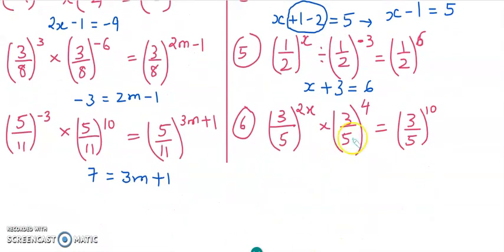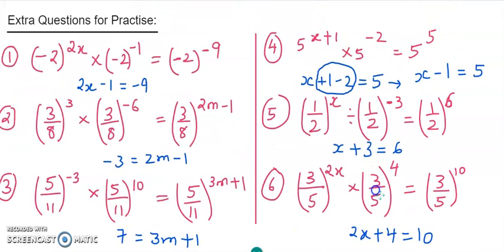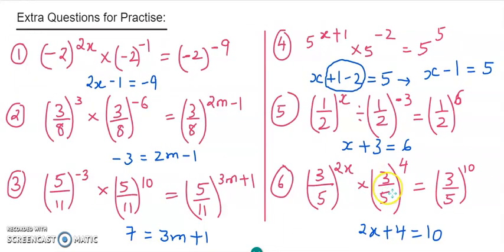Next, 2x. Multiplication of the bases means addition of the powers. So 2x plus 4 equals to 10. Again, this is just a hint. You have to follow step by step and solve it. Okay? Hope you understood. Thank you.